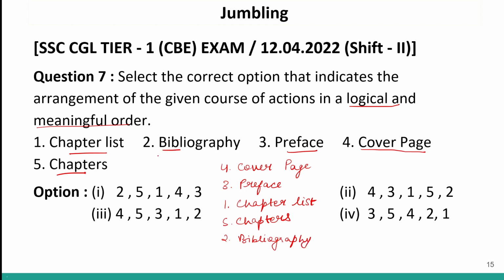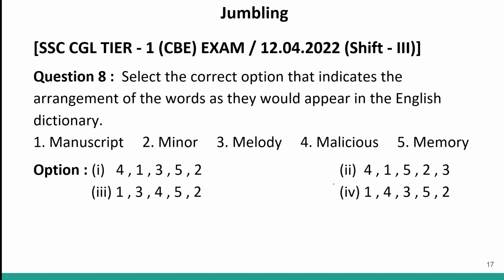So the correct order will be 4, 3, 1, 5, 2, and this is given in option number 2. So option number 2 will be your correct answer. Okay? Clear? Now, question number 8. We have to arrange them in English alphabetical order, English dictionary order.